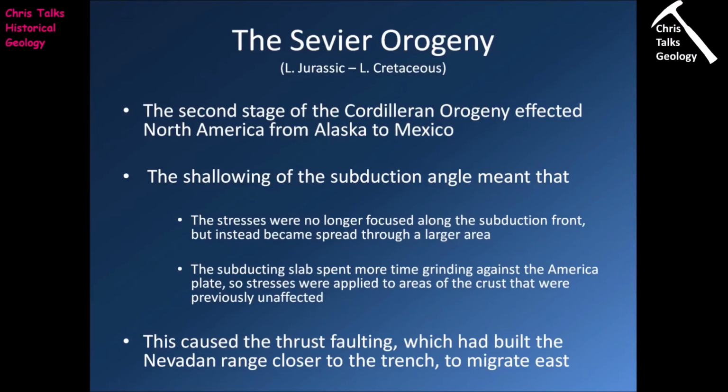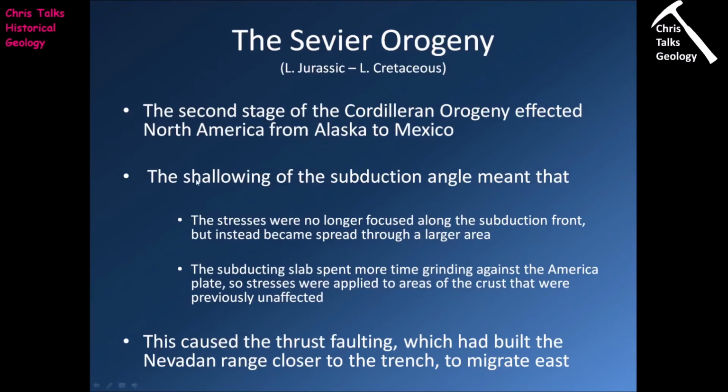So this then brings us on to the Sevier Orogeny. I should point out, by the way, I've also heard it pronounced in a few different ways, but I believe the correct pronunciation is Sevier. So the Sevier Orogeny starts in the late Jurassic and goes through to the late Cretaceous. So it's following on after the Nevadian Orogeny, but it's also occurring at the same time as the Nevadian Orogeny, just to add a new layer of complexity. So it's the second stage of the Cordilleran Orogeny, and it affects North America from Alaska all the way down to Mexico. So this is a very extensive orogenic event.